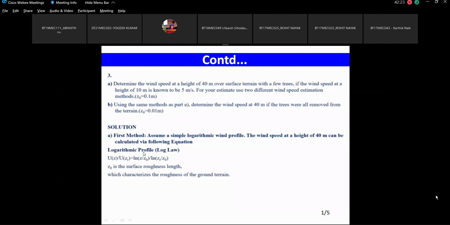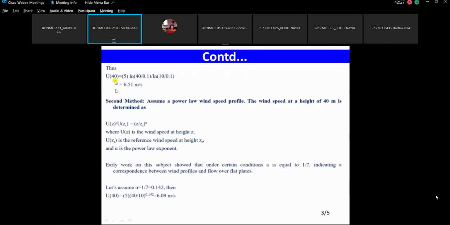So by using the logarithmic profile law, we get the value of U40 approximately 6.51 meter per second. Now we use the second method, the power law. Assume a power law wind speed profile. The wind speed at a height of 40 meter is determined as, according to the power law, Uz by Uzr equal to z by zr to the power alpha.